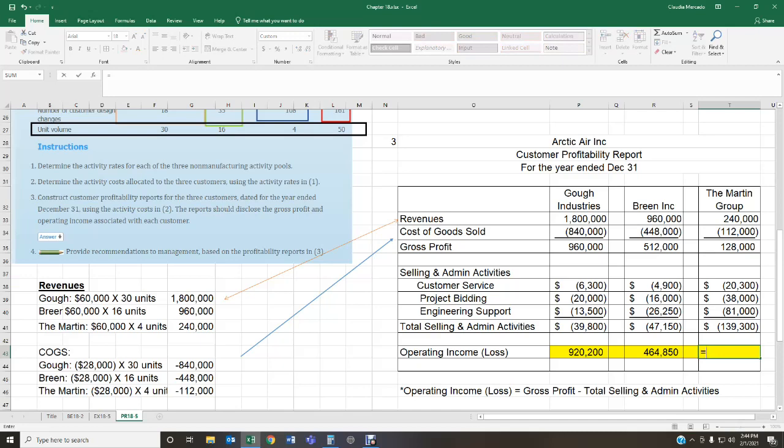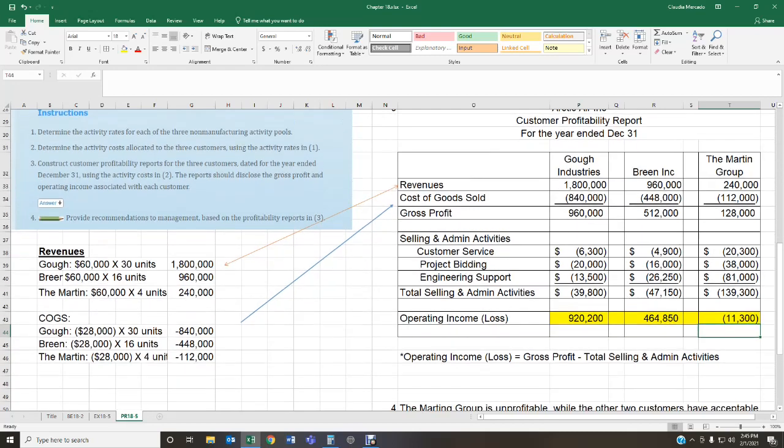We've got profit of 128,000, and then we have total selling and admin expenses of 139,300. Our expenses are greater than our profit. So now I've got a loss of $11,300. Both Go and Bryn are doing well. They're in the positives. The Martin Group is in the negative, 11,300. So that is requirement 3, which is to complete a profitability report for the 3 customers. Here we broke it down not by departments, but by customers. It just depends what the problem is asking you.